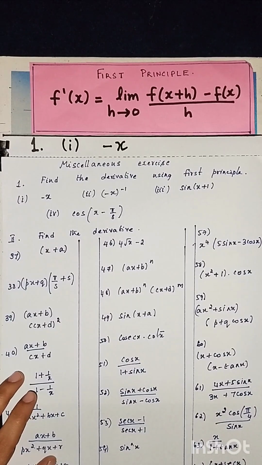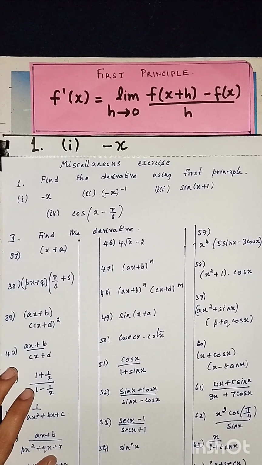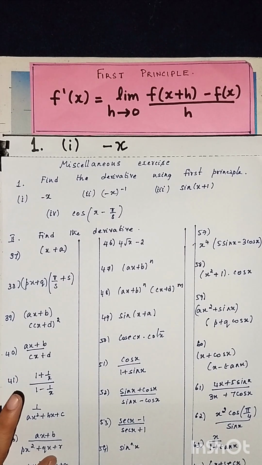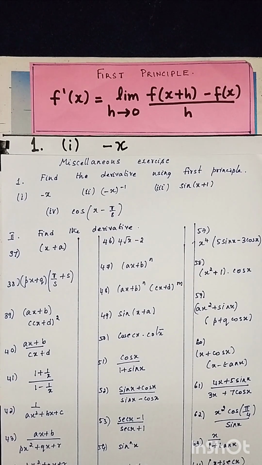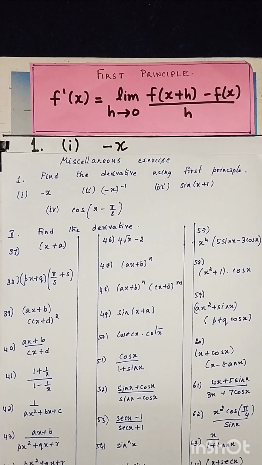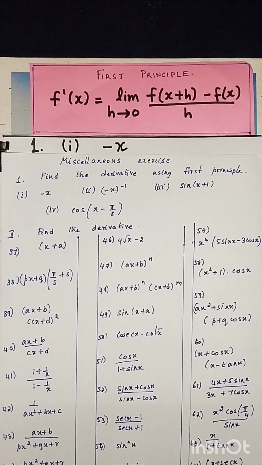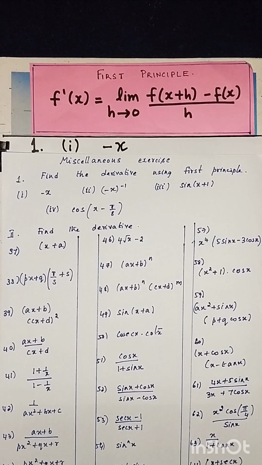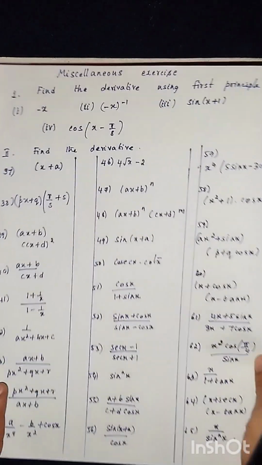Limits and Derivatives, Class 11, 13th chapter. In this chapter, we have completed exercise 13.2. Now we will solve a miscellaneous exercise. So there are 34 problems in the miscellaneous exercise.